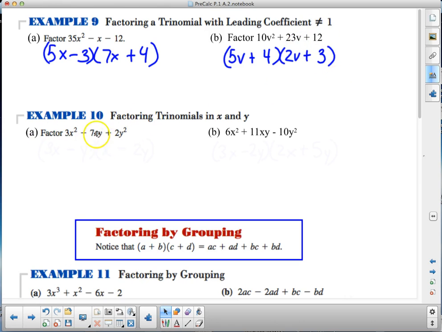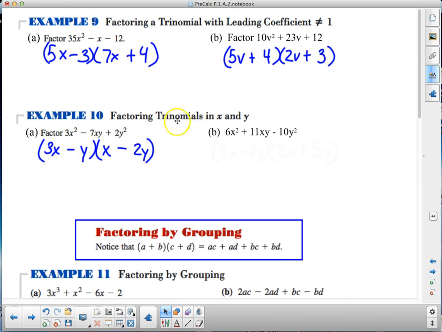Now, factoring the trinomial again in x and y, it's exactly what we just did, except we have x and y in our factors. So I've got 3x and x. I'm going to have y's over here, and it looks like 2y and y. So I've got 6xy and xy, and they both have to be negative because this is positive, this is negative, and that's where I'm making those decisions.